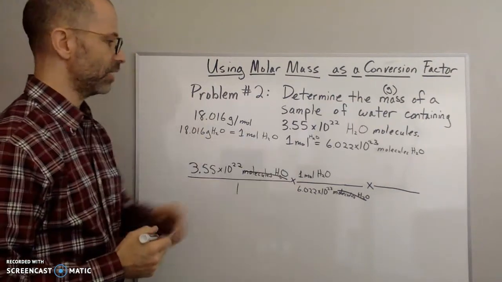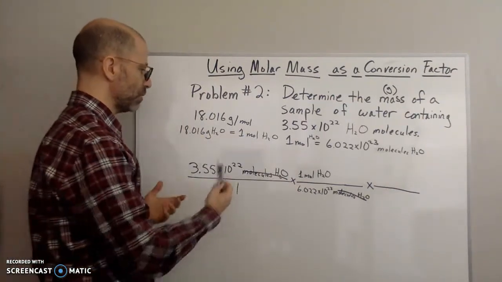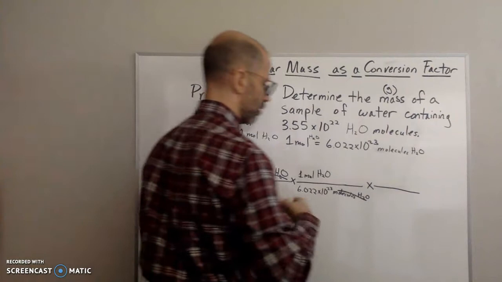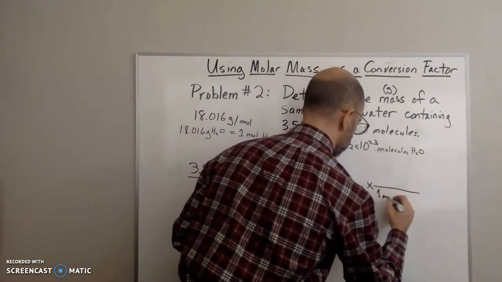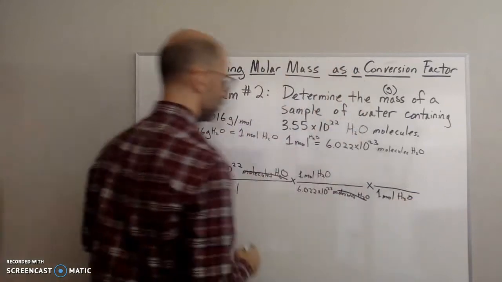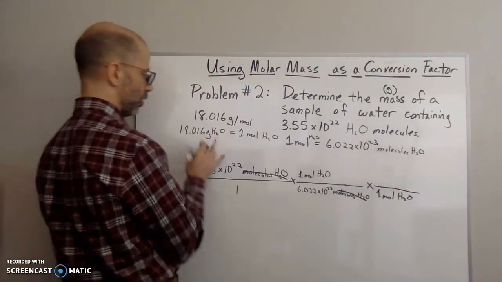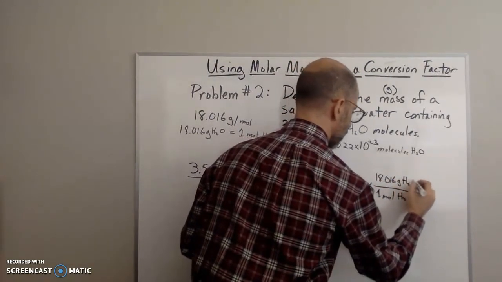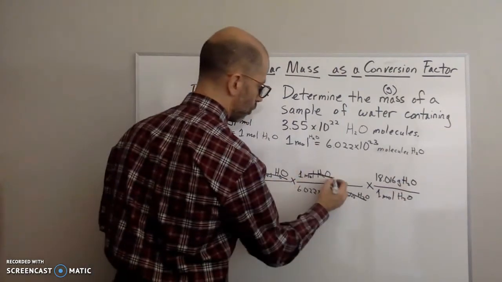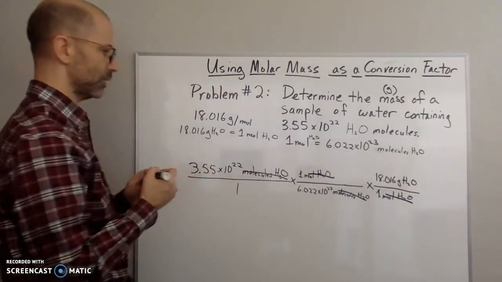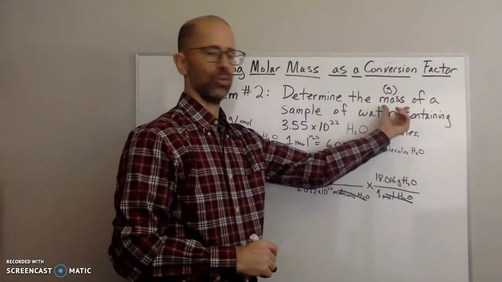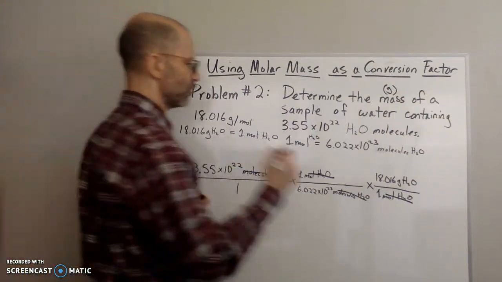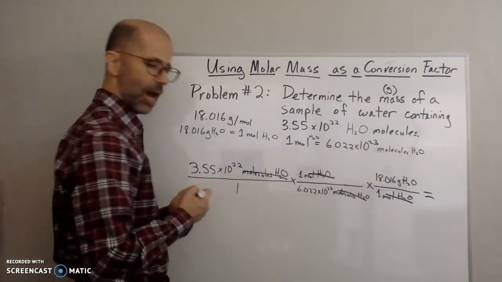Now I can write my conversion factor. So here, since I have moles on the top, I'm going to put moles on the bottom. So 1 mole of water goes on the bottom. And the grams goes on top, though: 18.016 grams of water goes on top. So moles of water are going to cancel out. I'm left with grams of water. That's what they want. I am now done with my conversion factors.